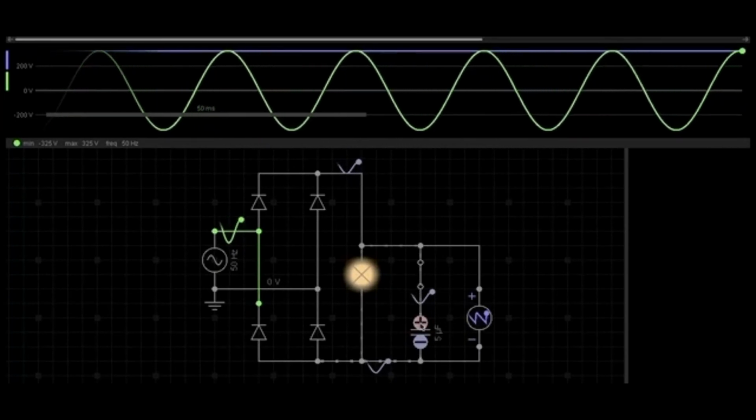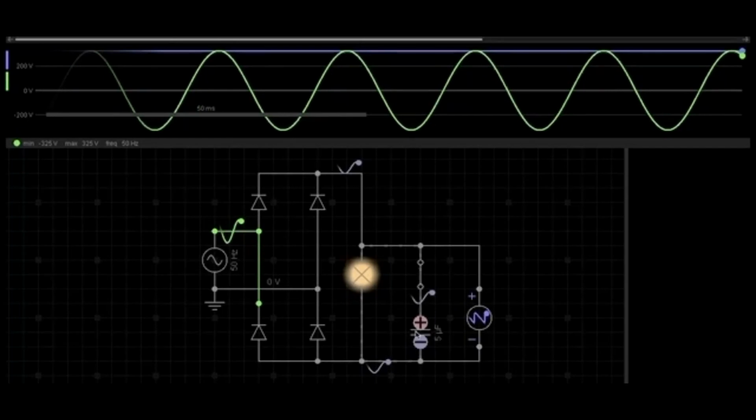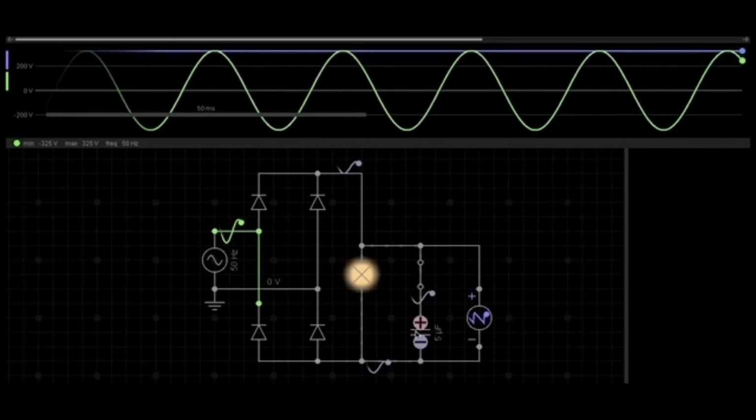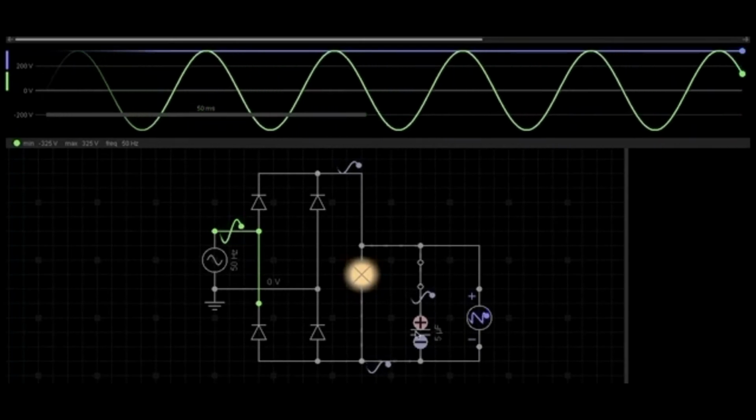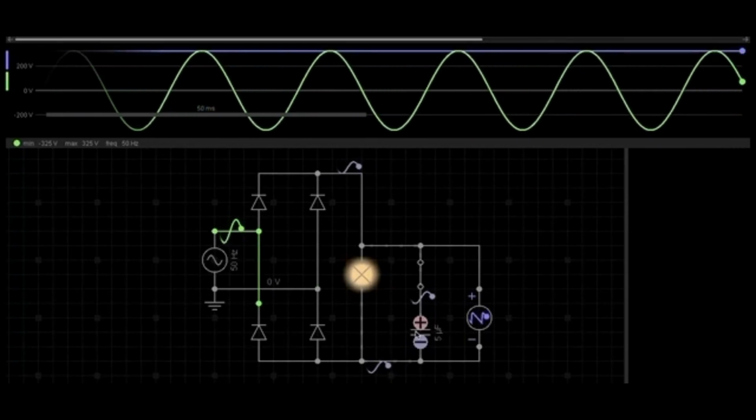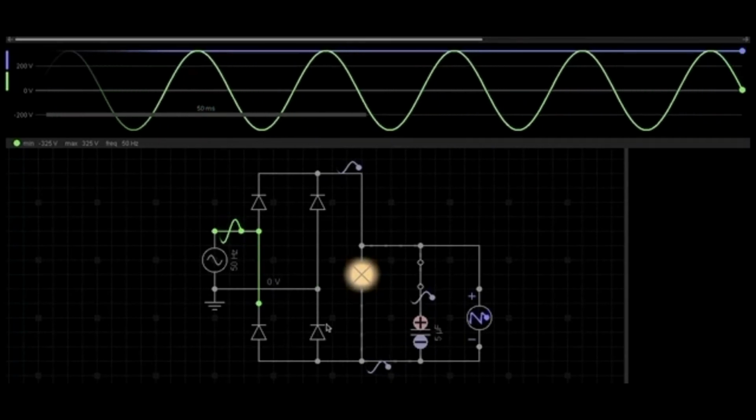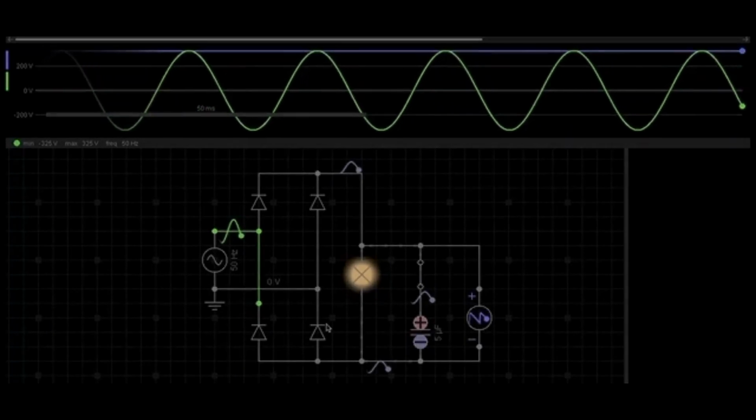Now you can adjust the capacitor value so that you can change that DC waveform. So right now this is how a full wave rectifier works. Hope this is clear.